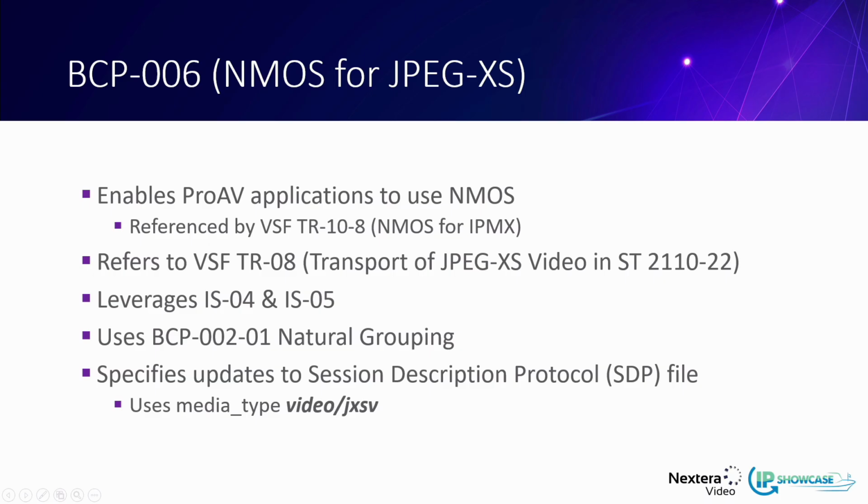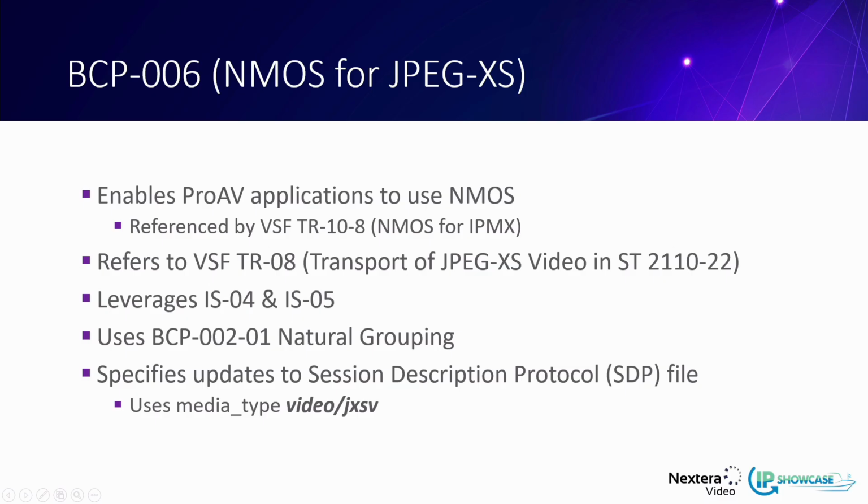So how did we make NMOS work for Pro AV? Well, we have a couple of BCPs. It's called NMOS for JPEG XS, because again, Pro AV, they like compressed video, whereas broadcast is more uncompressed. So we have some specifications for, it's referenced by VSF TR-10-8, which is NMOS for IPMX. It also refers to other VSF specs like TR-08 for transport of JPEG XS in 2110. So this also leverages IS-04 and IS-05.